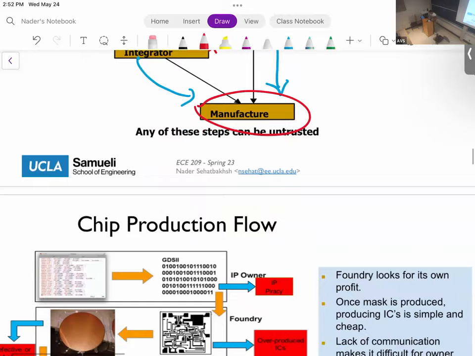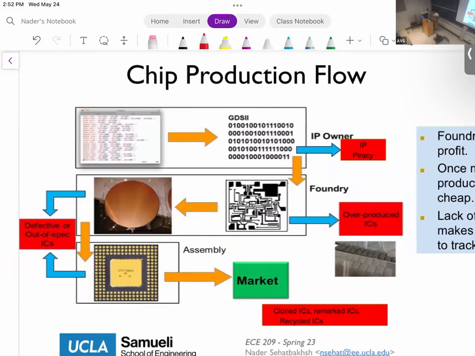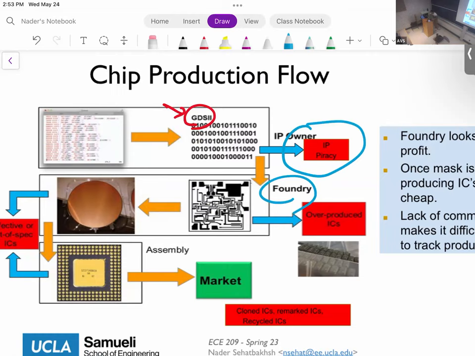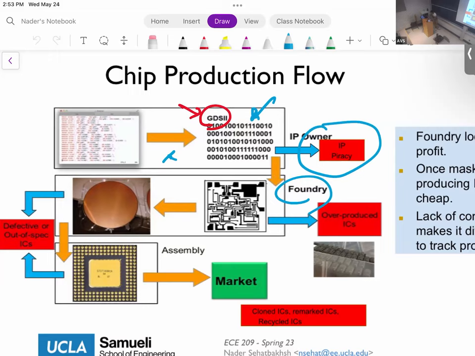To give you a little bit more background. There is the IP vendor, which usually sends out the final file, which is a GDS2, which we call. Then we send it to the foundry. And the attack that can happen here is essentially IP piracy, right? So either the foundry or the system integrator can try to figure out what this IP is. So that next time, instead of asking this company to give the IP, they can design their IP themselves, right? The foundry can also attack the system by overproducing the IC, right?